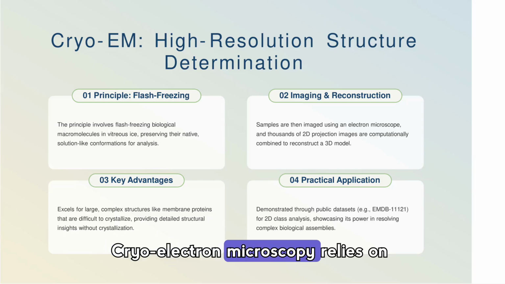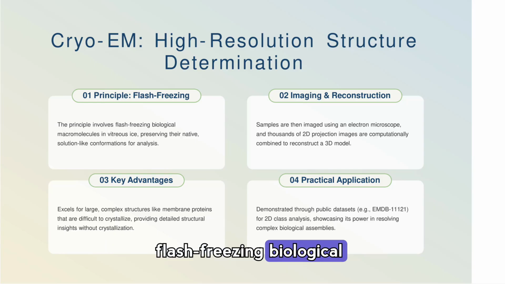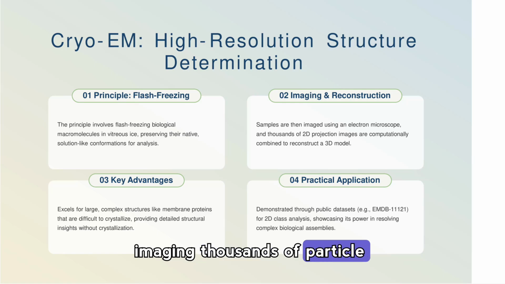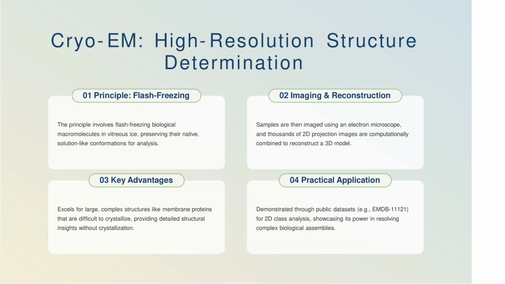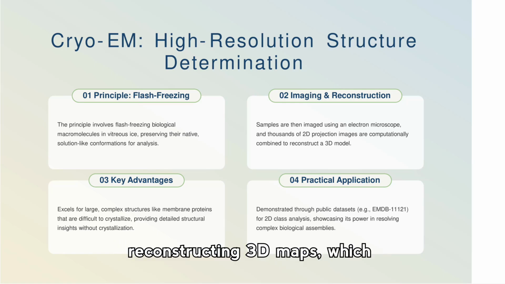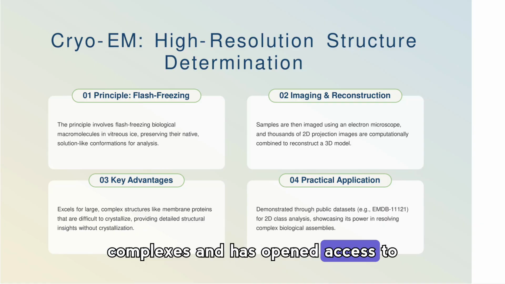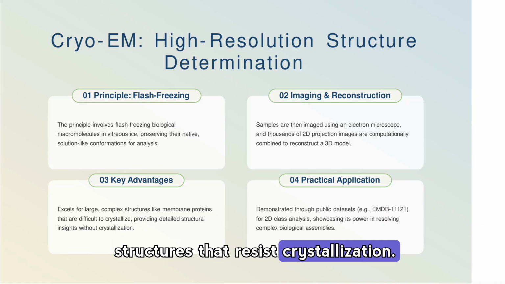Cryo-electron microscopy relies on flash-freezing biological macromolecules in vitreous ice, imaging thousands of particle projections, and computationally reconstructing 3D maps, which excels for large or flexible complexes and has opened access to structures that resist crystallization.